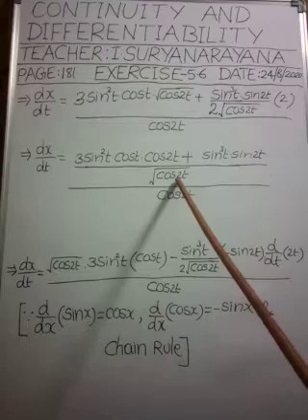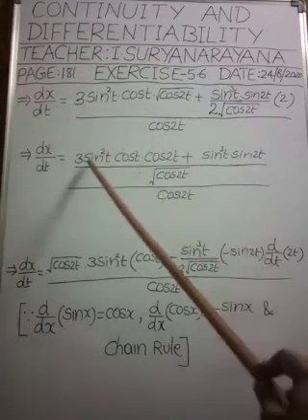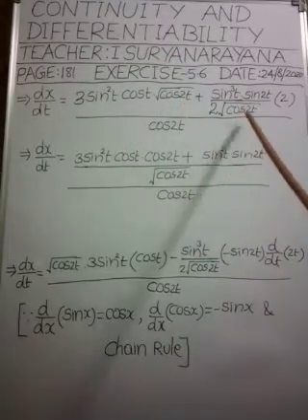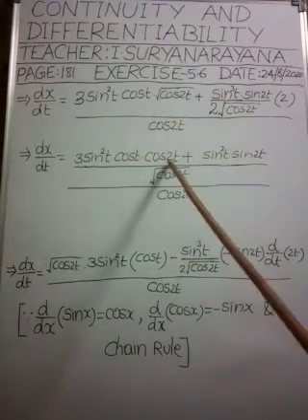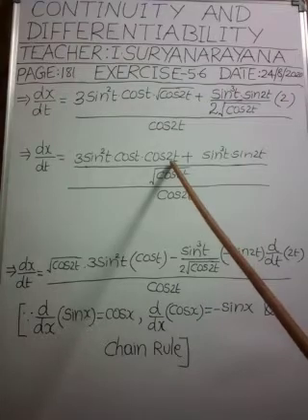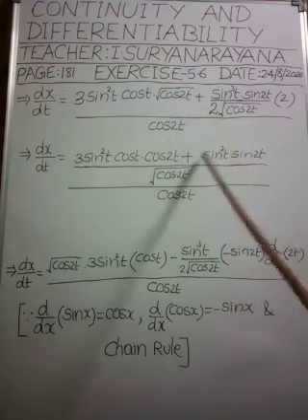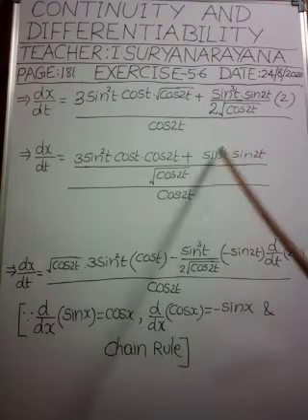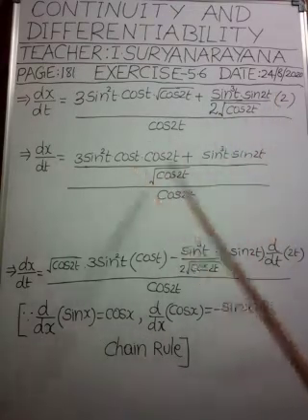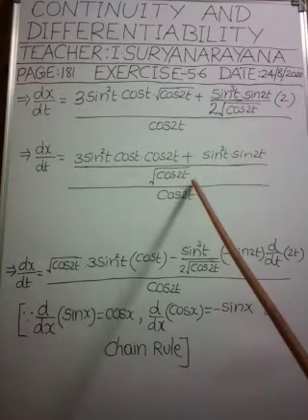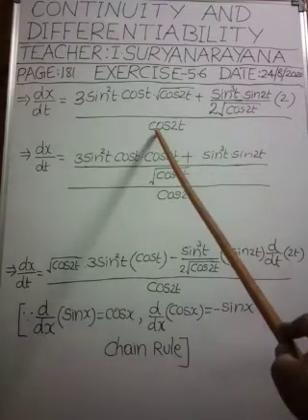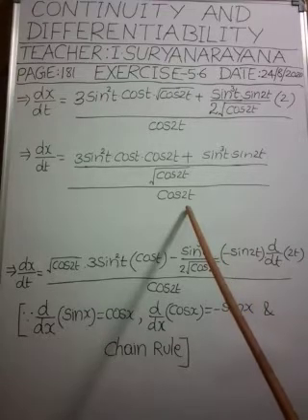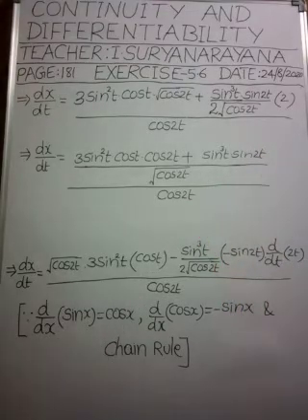Understood, my children? Right. Then what will you get here? 3 sin square t cos t into root cos 2t into root cos 2t. What will you get here? Cos 2t only. Understood this part, my children? Right. Plus sin cube t into sin 2t. Understood this part, my children? Right. Whole divided by root cos 2t, the LCM. Whole divided by cos 2t, the denominator is already there. Understood this part, my children? Right.